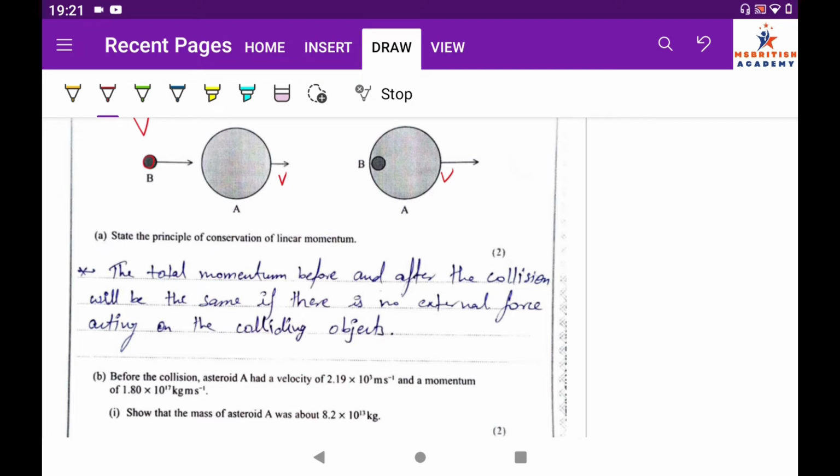First question is A. State the principle of conservation of linear momentum. Linear momentum before the collision and after the collision will be equal if there is no external force. So the total momentum before and after collision will be the same if there is no external force acting on the colliding objects.